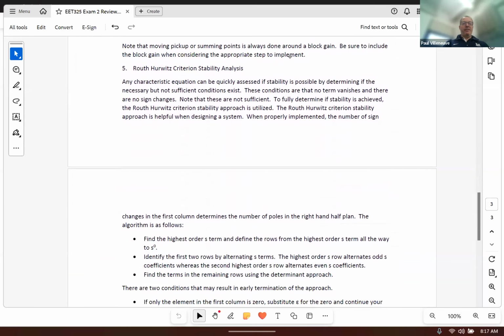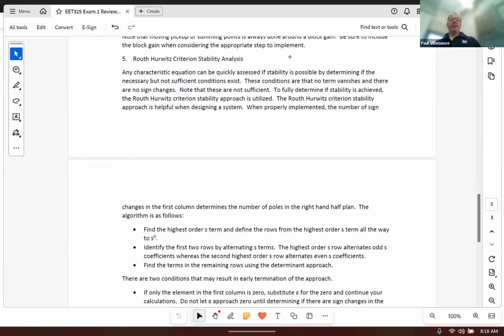Our last topic for the test, Routh-Hurwitz. And this is just a process or a procedure, right? So the procedure is as shown. Find the highest order S term. So look at your characteristic equation, and whatever the highest order S term is, that becomes our first row in our Routh-Hurwitz tabulation. Then we start identifying coefficients. You take the highest S term coefficient, then we skip, go to the next one, and on and on until we fill out the first row.